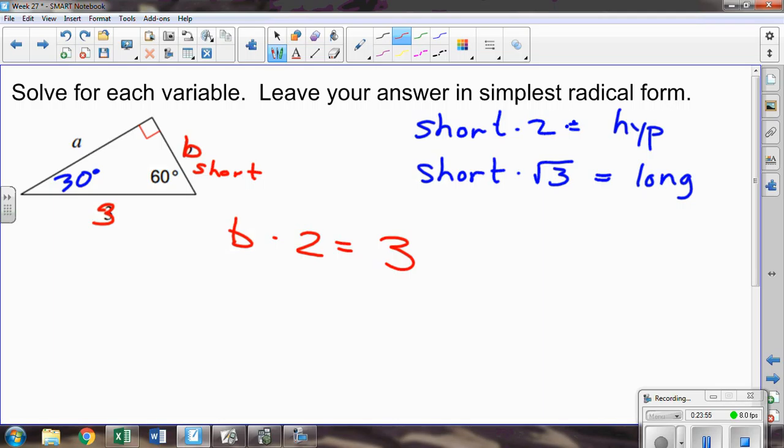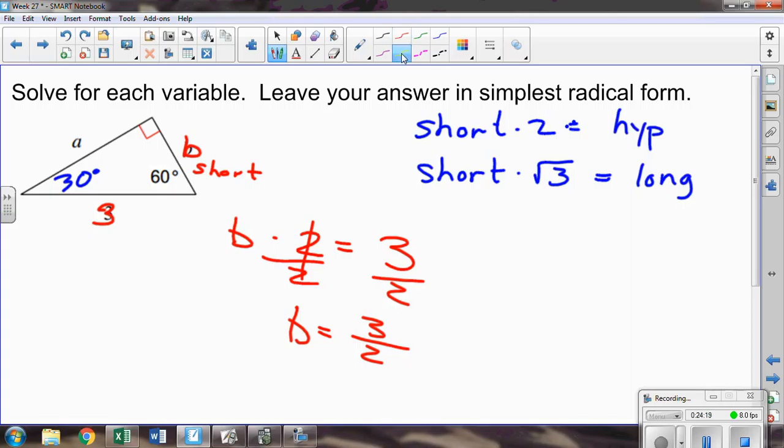1.5. When we divide by 2, we'd get B is equal to 3 over 2, and Josh pointed out that this is the number 1.5, which is correct. Radical form, though, does not use decimals. So I don't want to have a decimal here at all. I'm just going to leave it as an improper fraction, 3 over 2.